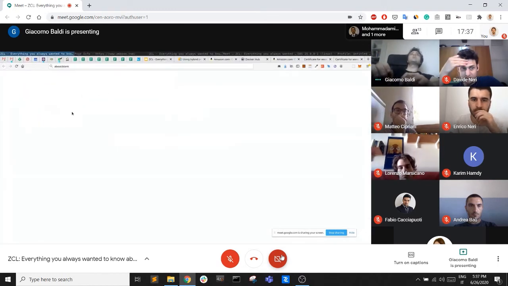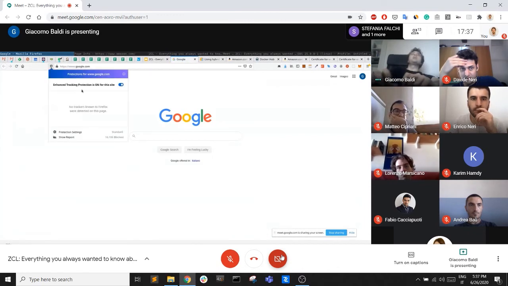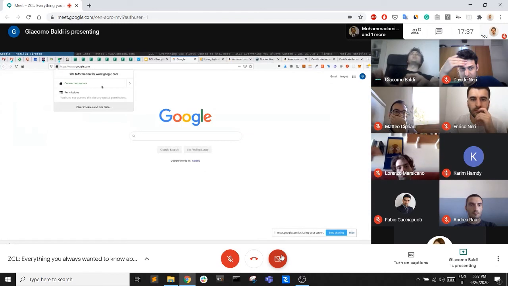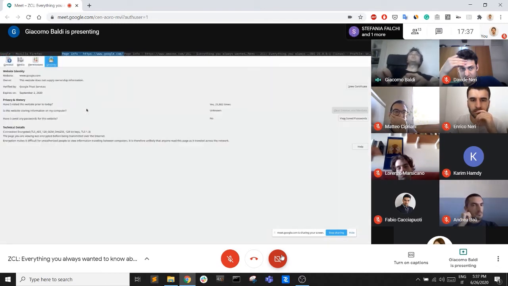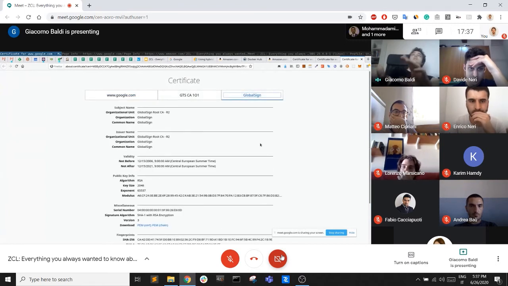This is interesting. Very interesting. Okay, this is Google. You go here to the lock. It's secure, okay? You open the information, you go into view certificate, and you find that Google also uses another digital signing company, which is GTS, an intermediate certificate, which is GTS CA 1O1, and in the end, the root certificate is of GlobalSign, and if you check, it's a trusted anchor inside the trust directory in your PC.